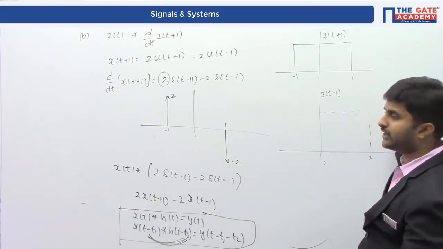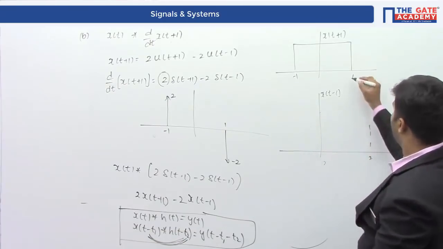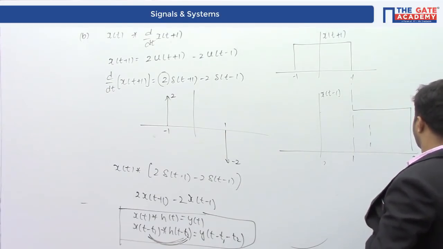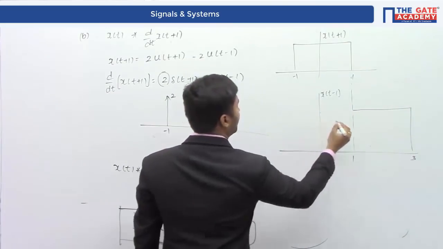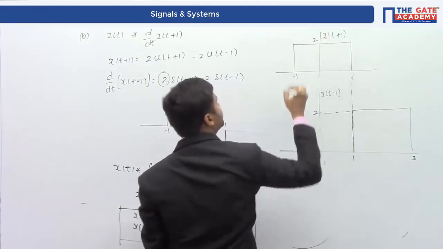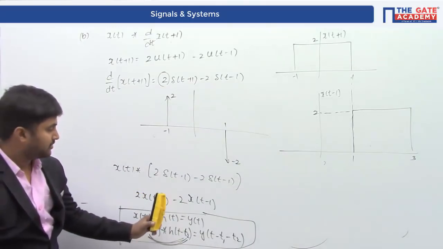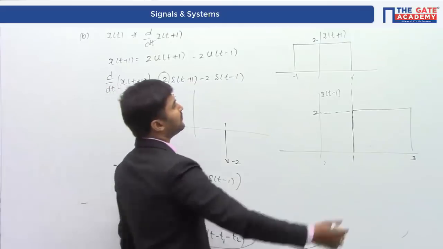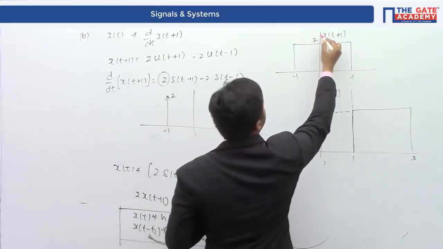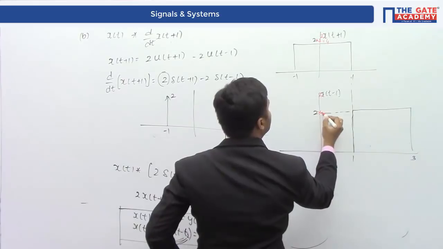So when I delay it by 1 unit, what happens? It will be from 1 to 3. And the amplitude is going to be 2 units each. Here it is going to be 2 units, and here also 2 units. So for 2 into x of t plus 1 minus 2 into x of t minus 1, if I multiply x of t plus 1 with 2, here it becomes 2 into 2, which is 4. Here also multiplied by 2, it's going to be 4.